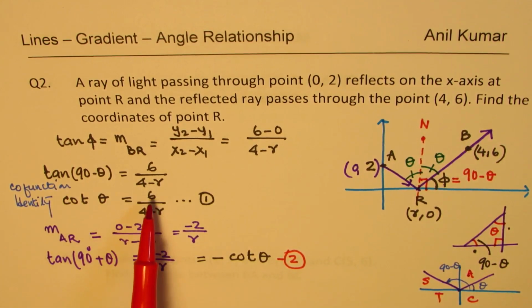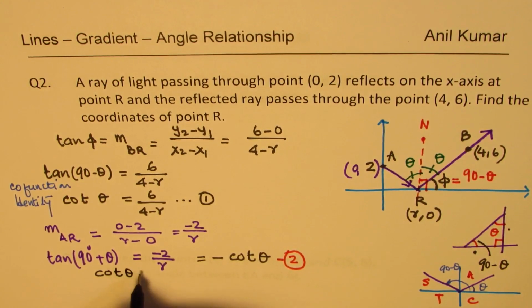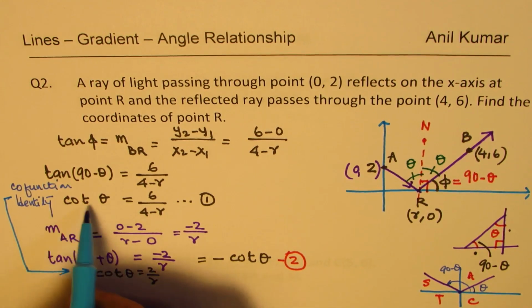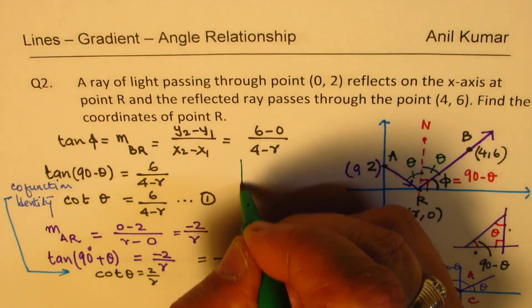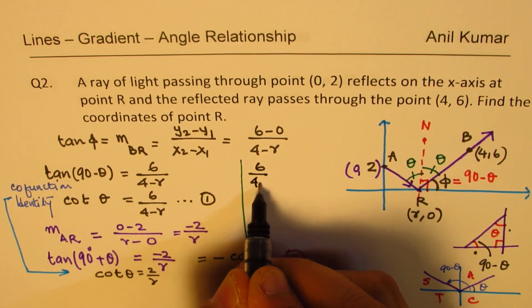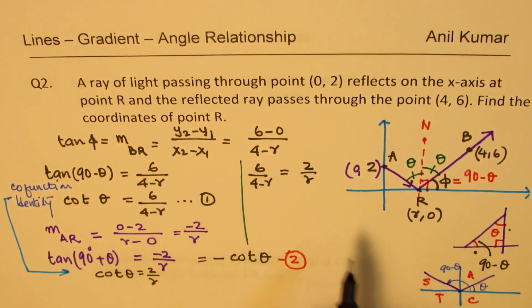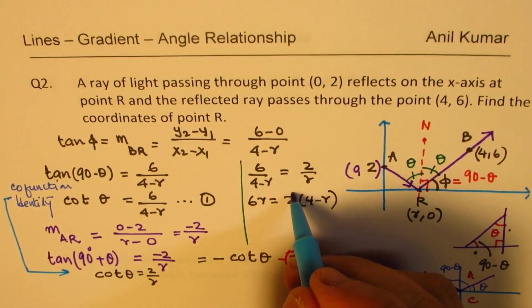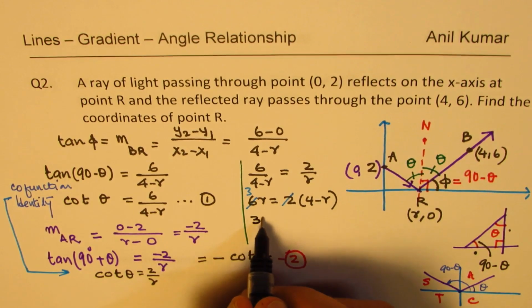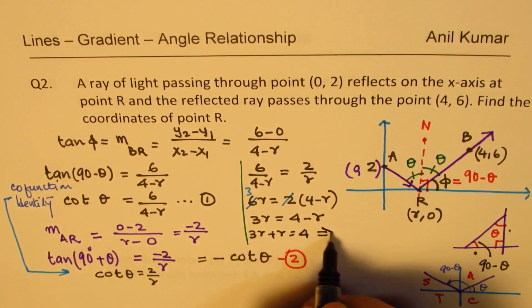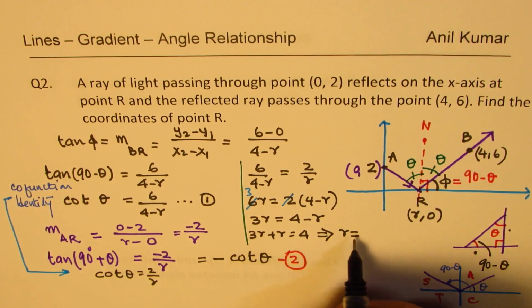So we have an expression for cot theta as 6 over 4 minus r, and minus cot theta as minus 2 over r. So from here, I could also write cot theta as 2 over r. And now we can equate these two equations, since both are cotangent theta. What do we get? 6 over 4 minus r is equal to 2 over r. Now we cross multiply: 6r equals 2 times (4 minus r). Dividing by 2, we get 3r equals 4 minus r. Bringing this to the left side, 3r plus r equals 4, which gives 4r equals 4. So r equals 1, correct?